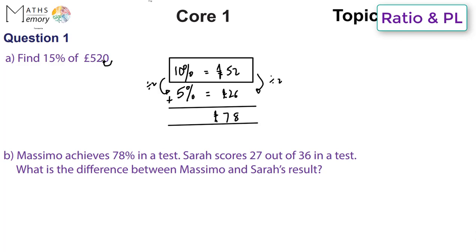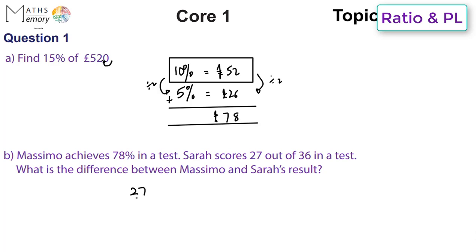Part B, Massimo achieves 78% in a test. Sarah scores 27 out of 36 in a test. What is the difference between Massimo and Sarah's result? So again, non-calculator. Let's see if you work with this idea of two whole numbers and try to find a percentage from this. So we're comparing two different students. Massimo, he's pretty much done. 78%, he scored really well. Sarah, 27 out of 36.